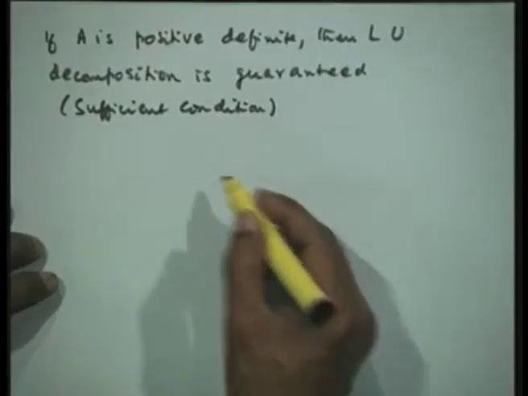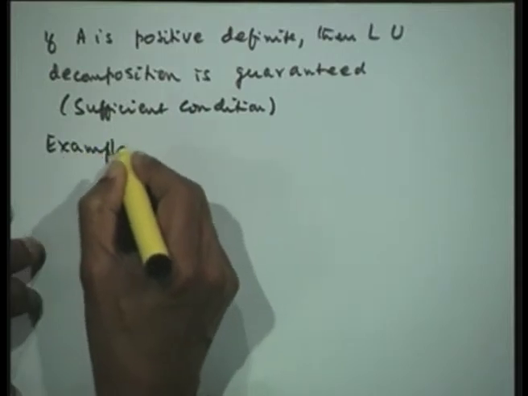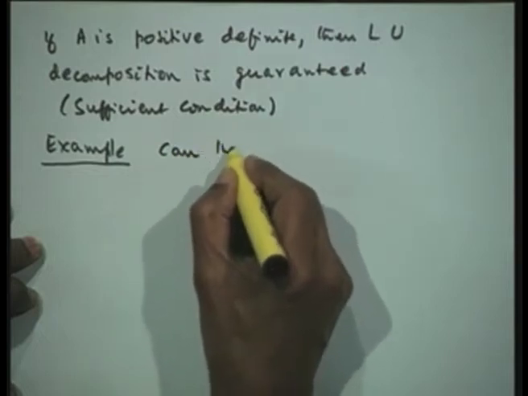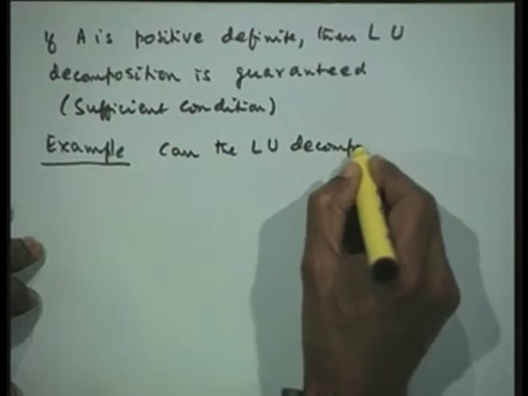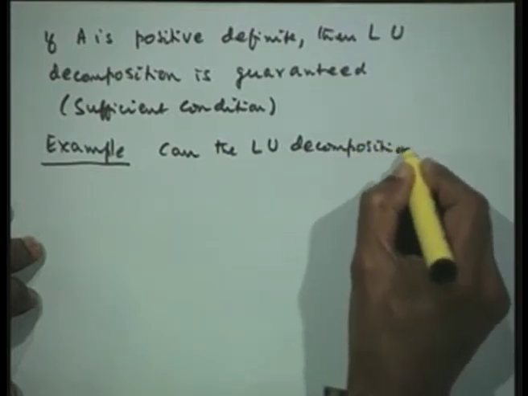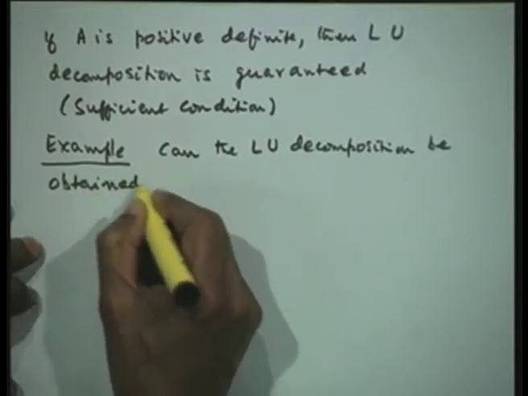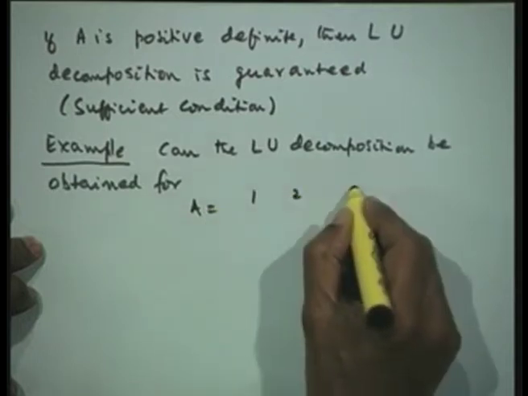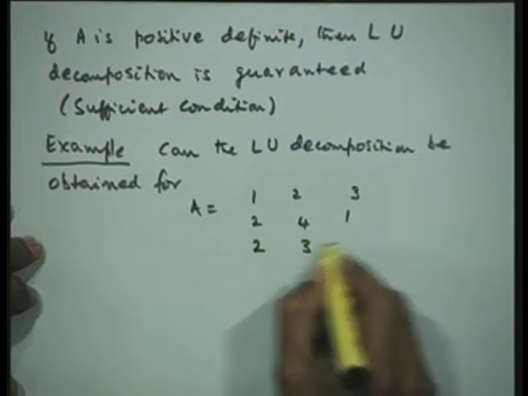Let us take first a simple example wherein our procedure may fail. Let us write the question like this: can the LU decomposition be obtained for the given matrix A? Let us take it as 1 2 3, 2 4 1, 2 3 1.